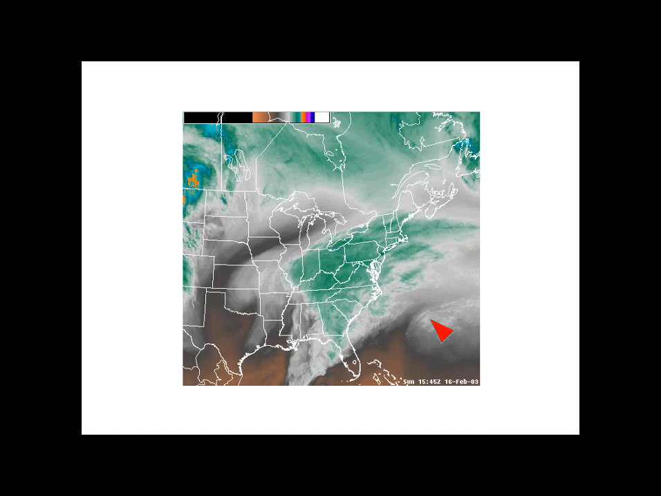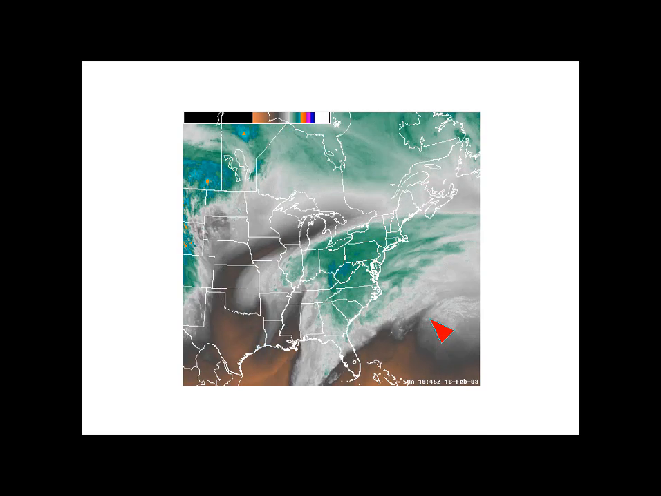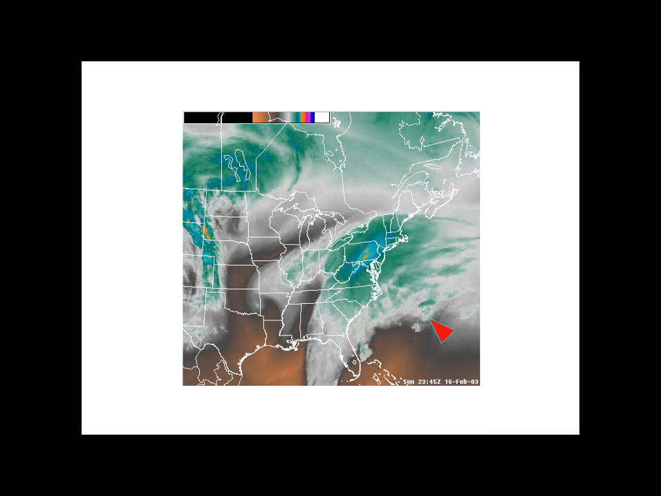So let me take away my annotations and move on here, and you can see that deformation zone set up across Missouri, Illinois, back into Indiana. So in other words, this region right in here, we see this deformation zone, and it's moving in a storm relative sense to the northeast here. And of course, that's something to monitor as it gets closer to the northeast. Deformation zone, obviously, one of the ingredients for mesoscale banding, so something to monitor.